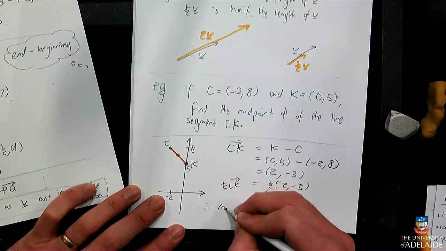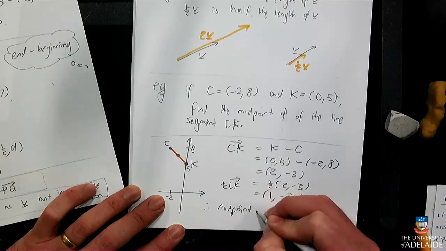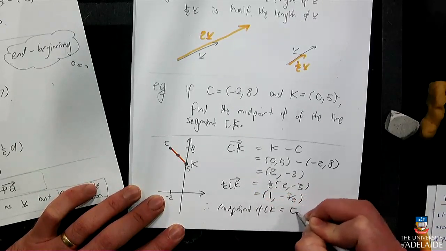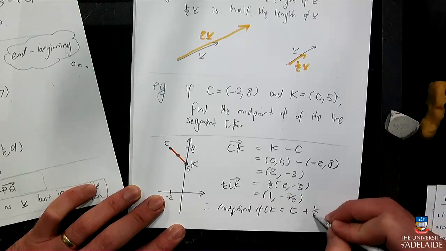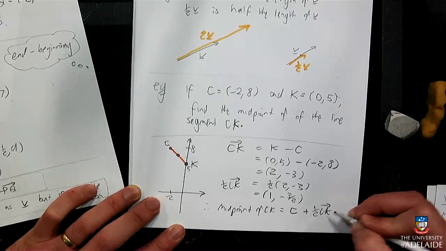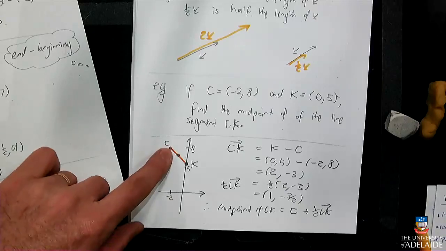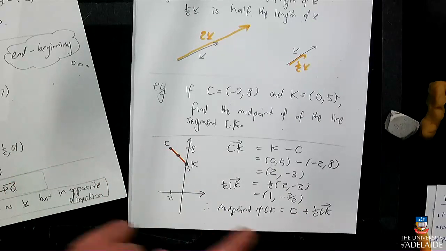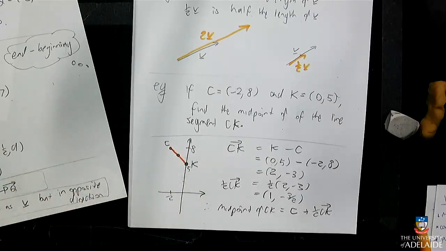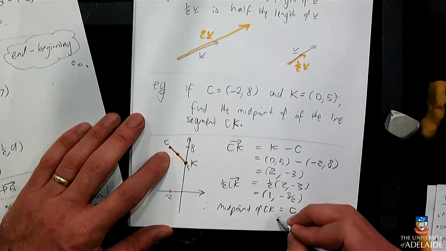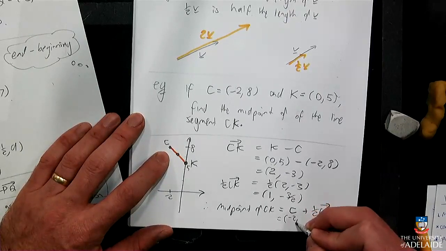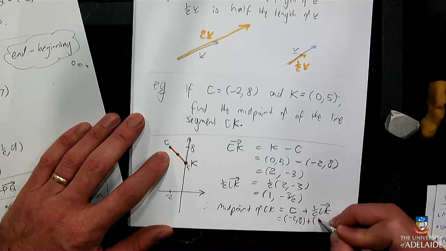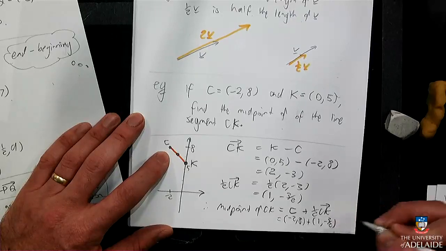And therefore the midpoint of CK, well, it must be C plus half of CK. The idea being that if I want to do half the journey, well, I just add half the journey. If CK is the journey from C to K, and I only want to go halfway, well, I'll add on half the journey. And so that will be C, which was (-2, 8), plus 1 times (-3, 2).